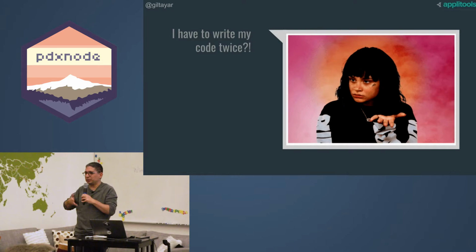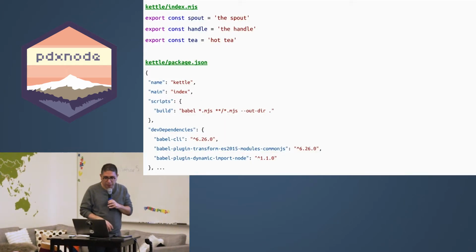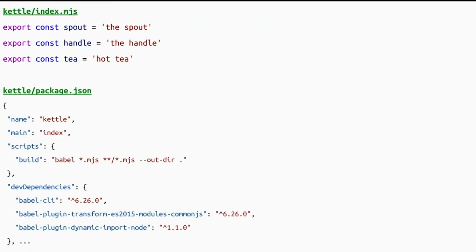But I have to write my code twice, once as ESM and once as CJS. That doesn't make sense. So what do? I write it once as ESM.